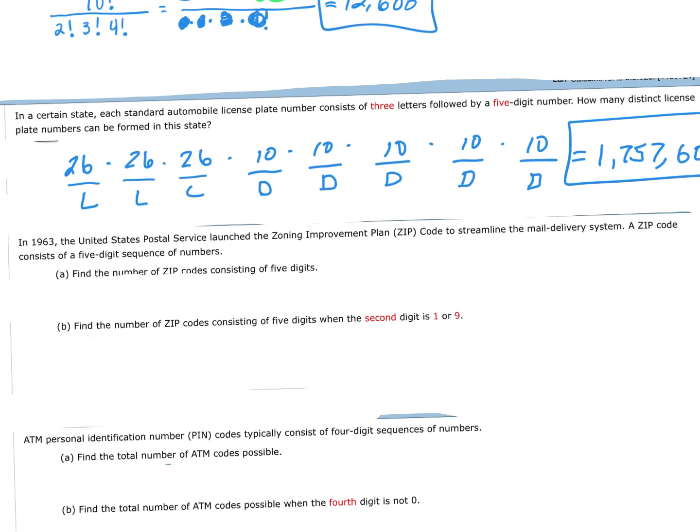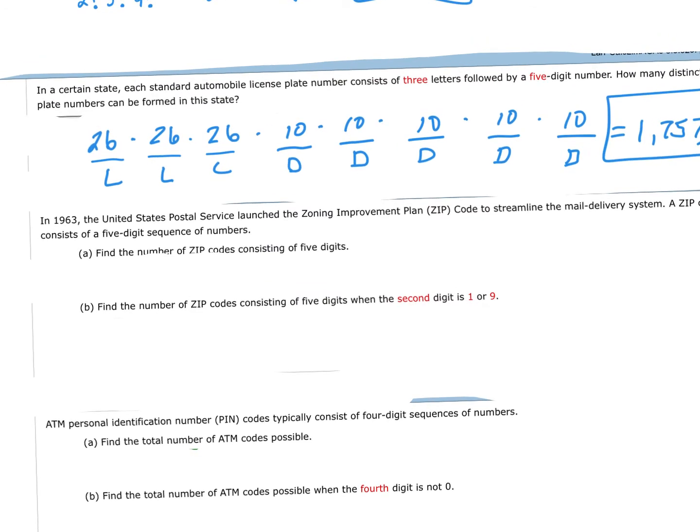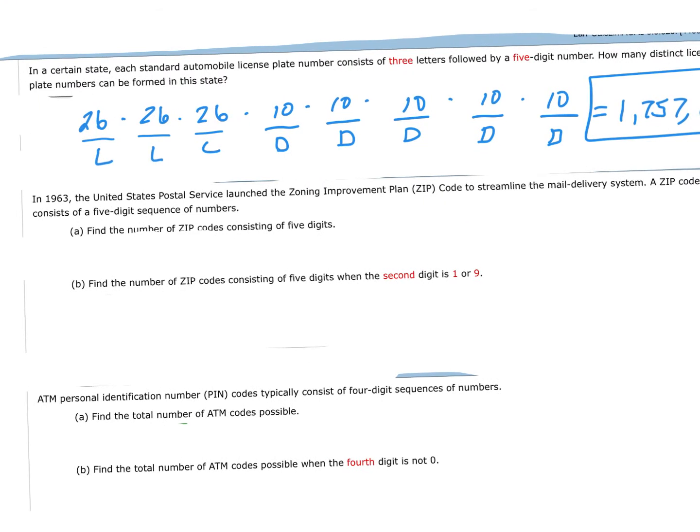All right, now we're talking about a zip code. A zip code consists of a 5-digit sequence of numbers. Find the number of zip codes consisting of 5 digits. Are the digits allowed to repeat? Yes. It doesn't say they can, but you just assume that if they don't say they can't. On your test, I was very specific, yes or no.